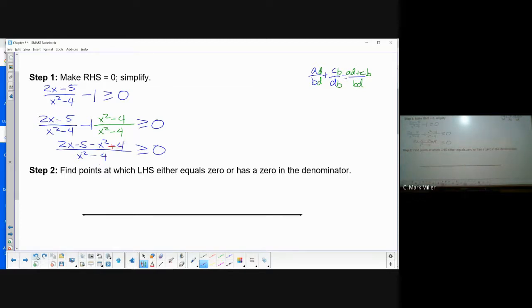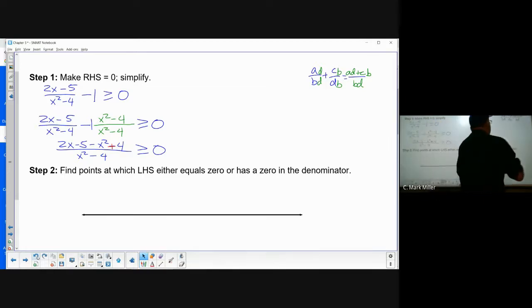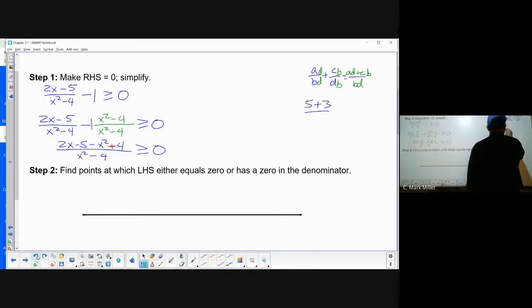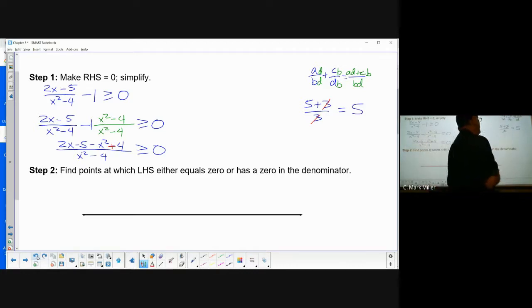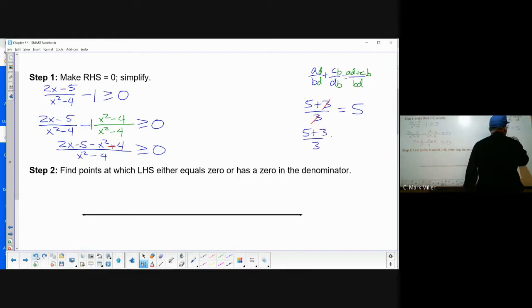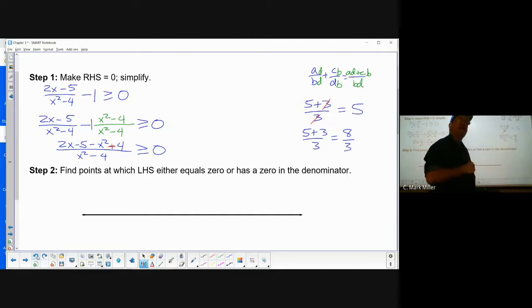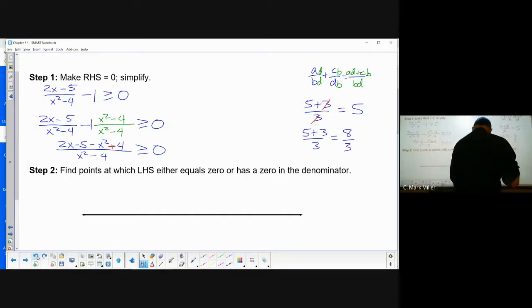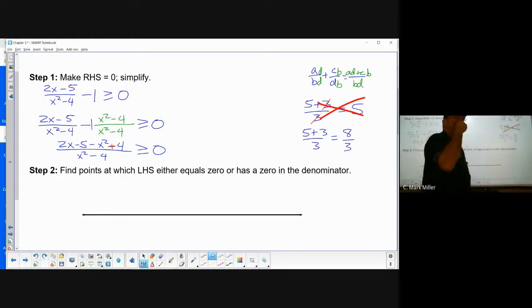You can only cancel factors. So for example, if I have over here 5 plus 3 divided by 3, if I cancel those 3's, that would equal 5. But if I did it properly, 5 plus 3 over 3 is 8 over 3. This is correct. This is not. You can't cancel those 3's. They are terms. You can only cancel factors. Things where the top and bottom are multiplied by the same thing. You can cancel that thing.